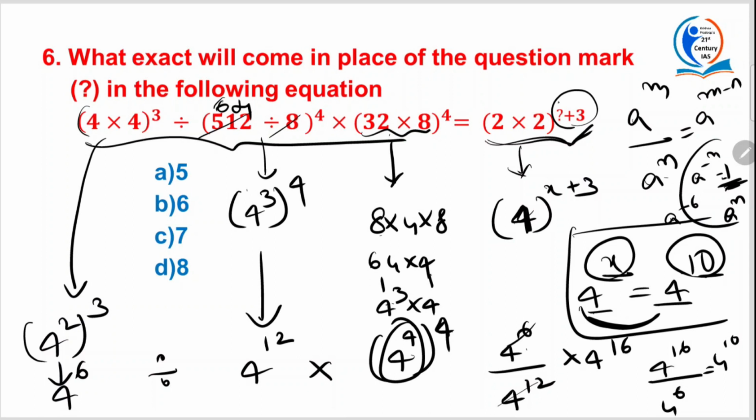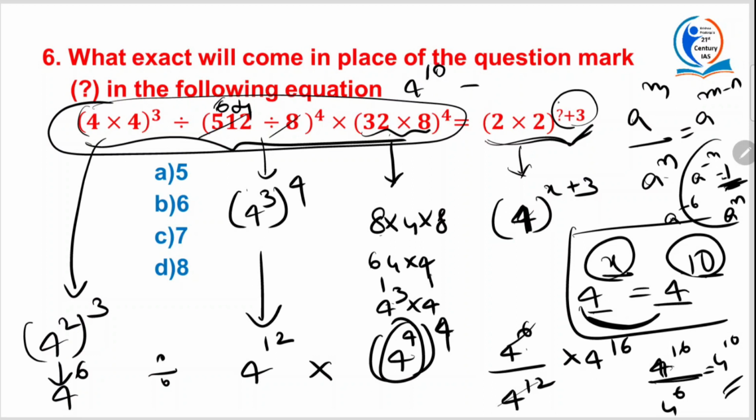This also you have to know. So I've written 4 power minus 6 as 1 by 4 power 6. So 4 power 16 by 4 power 6 is 4 power 16 minus 6, that is 4 power 10. So the LHS of the entire equation is 4 power 10, that is equal to 4 power x plus 3. Now when bases are equal, you have to equate the powers. So x plus 3 is equal to 10. X is equal to how much? 7. C is the answer.